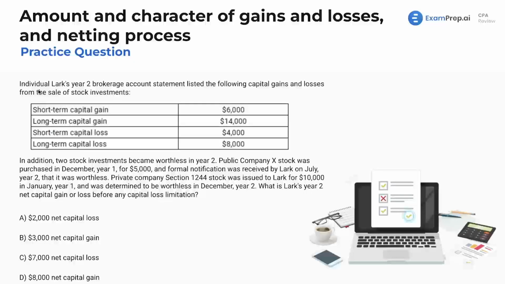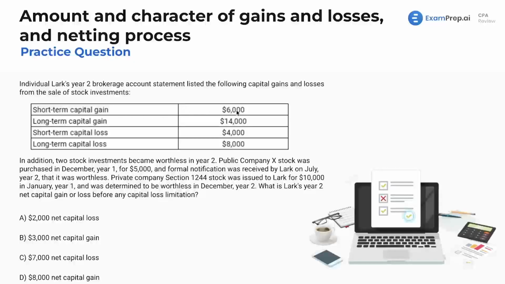First off, individual Lark's year two brokerage account statement listed the following capital gains and losses from the sale of stock investments. How are we going to treat this? I want to treat this before we even read any further. We are going to first net the short terms against the short terms, the long terms against the long terms. So let's do that before we go any further.